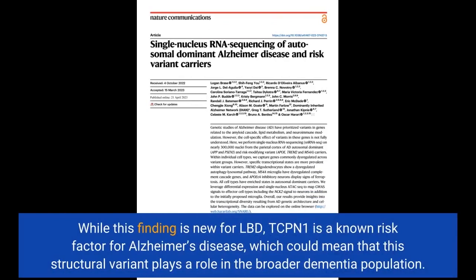While this finding is new for LBD, TCPN1 is a known risk factor for Alzheimer's disease, which could mean that this structural variant plays a role in the broader dementia population.